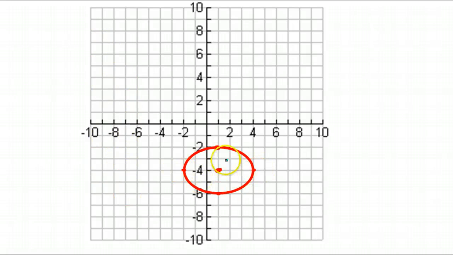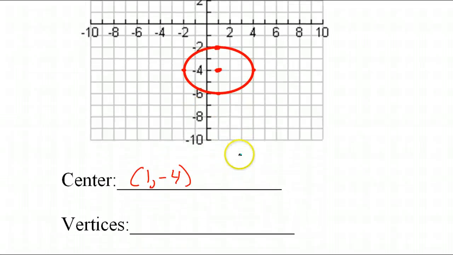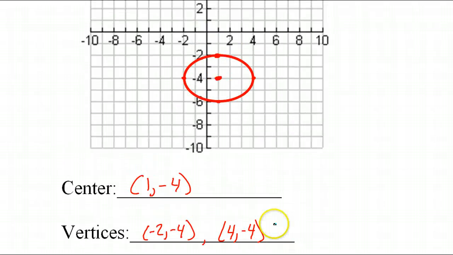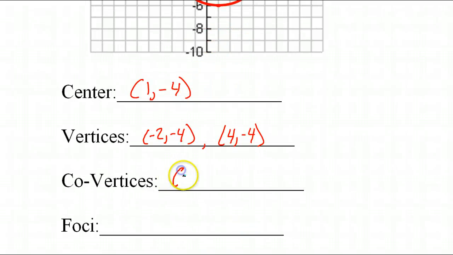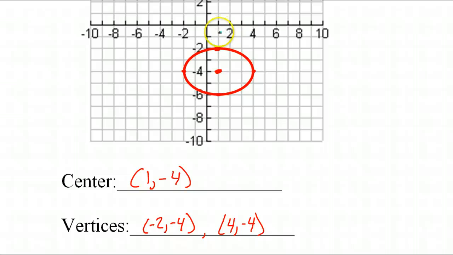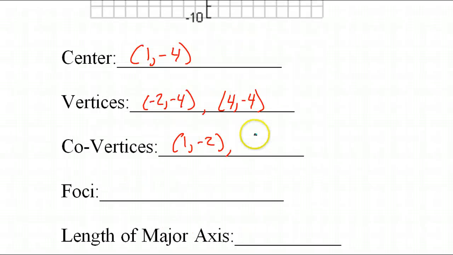Now we can talk about the vertices and the co-vertices. The vertices are always the long way. The ends of the egg here are the vertices. So we have a vertex at negative 2, negative 4, and another one at 4, negative 4. And then we have co-vertices, the short way. So that's 1, negative 2, and 1, negative 6.